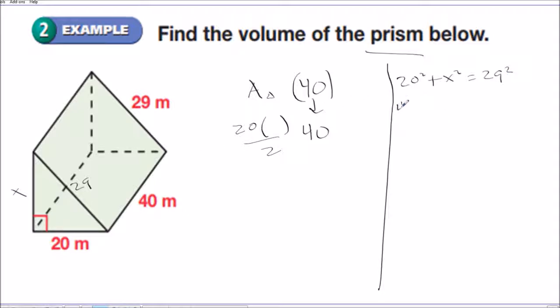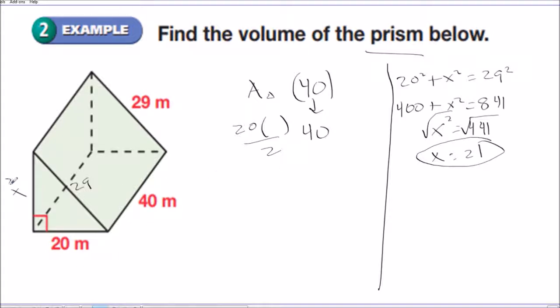Okay, so I get 400 plus x squared equals, what is 29 squared? That's 841. Okay, we're going to do some basic algebra steps now. And so I get x squared equals 441. So that x, and remember we're square rooting now. We've done this 100 times now, I think. Okay, so then we get 21 for that height. Now, I'm going to go back and label that on the picture. And then that was the height. So I get 21 right there.